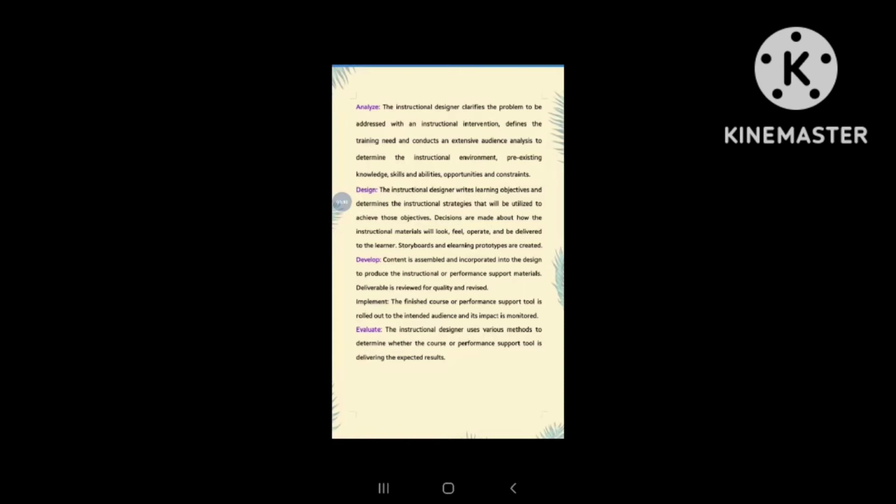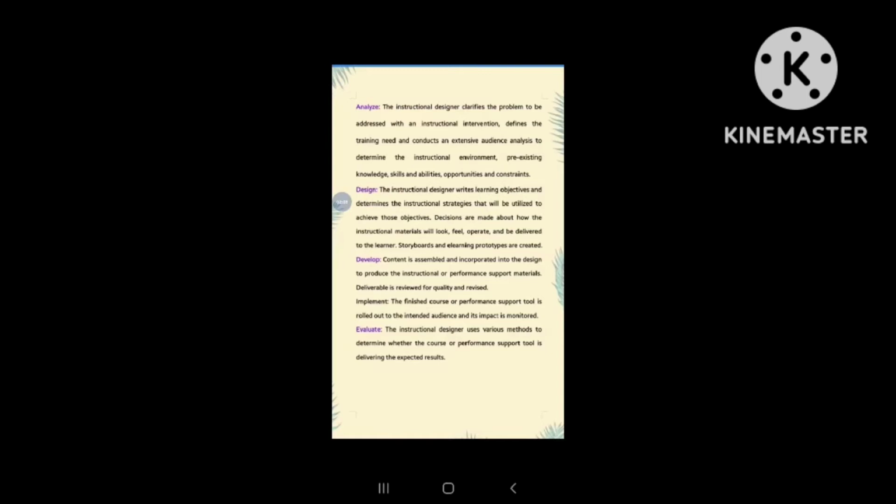The second is design. The instructional designer writes learning objectives and determines the instructional strategies that will be utilized to achieve those objectives. Decisions are made about how the instructional materials will look, feel, operate, and be delivered to the learner. Storyboards and e-learning prototypes are created.